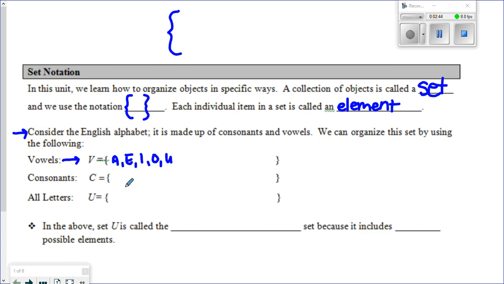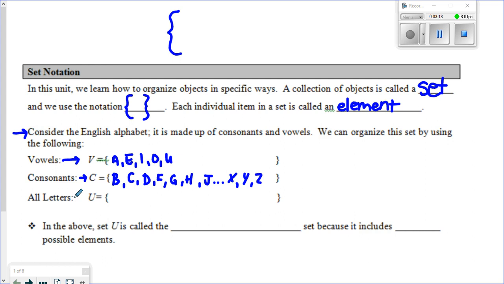So our consonants, again, consonants are things that are not vowels. It would be the elements B, C, D, F, G, H. I'm going to run out of room. You can keep writing it or you can get lazy like me and go with X, Y, Z. So that's getting to our consonants.